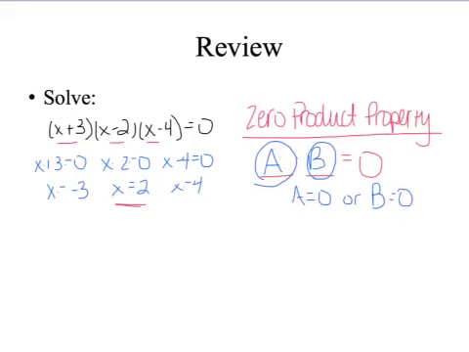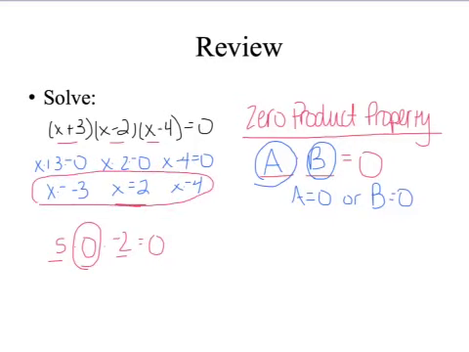So I have 2 plus 3. Well, that's 5. 2 minus 2 is 0. 2 minus 4 is negative 2. It doesn't matter what we get when we plug in 2 to all three factors. As long as one of the factors equals 0, our product will always be 0. So we know we've done this correctly. That's going to work the same way no matter which 0 we tried.